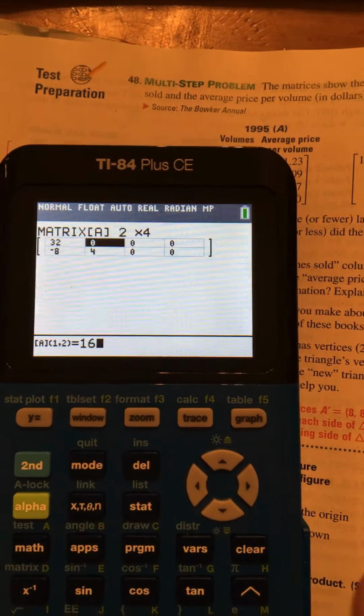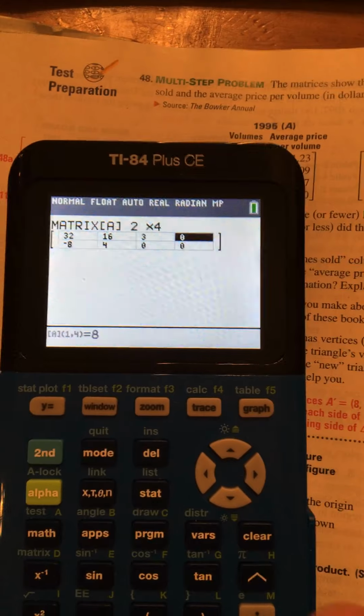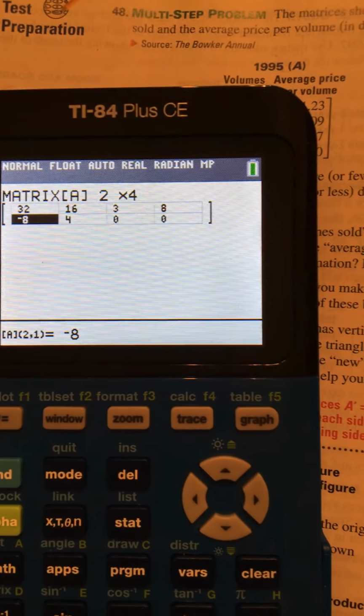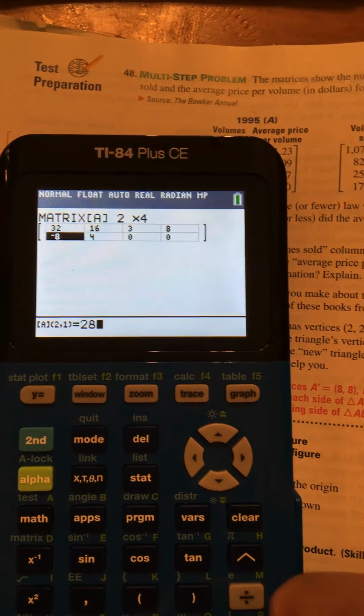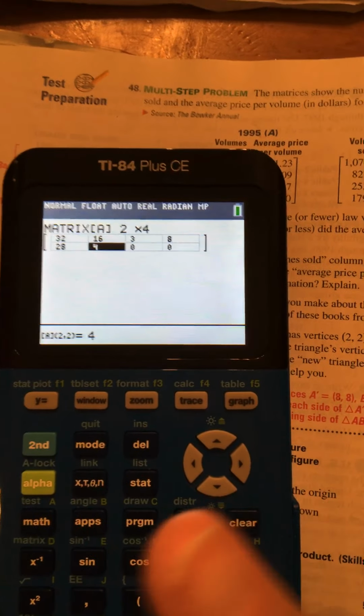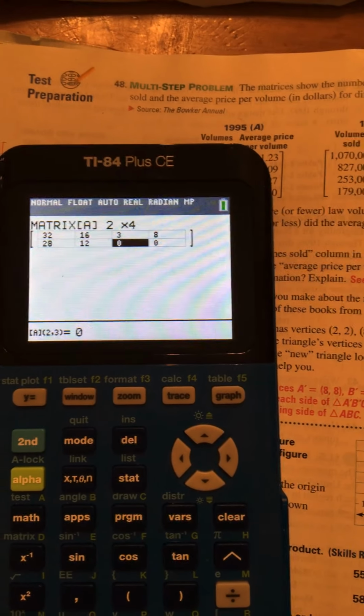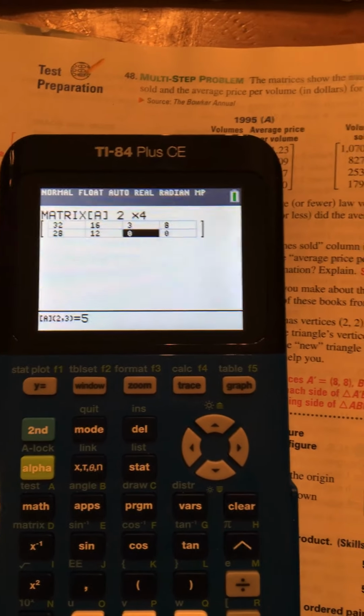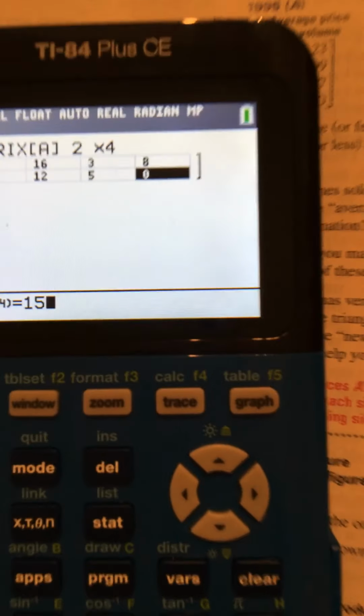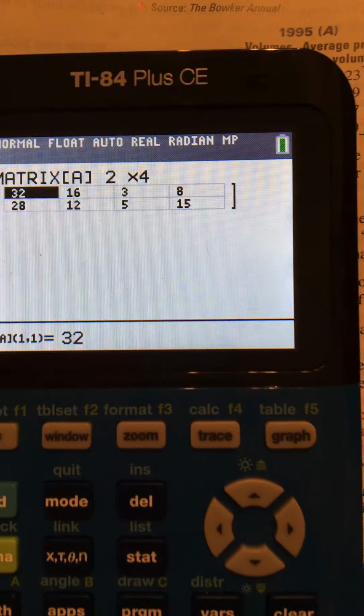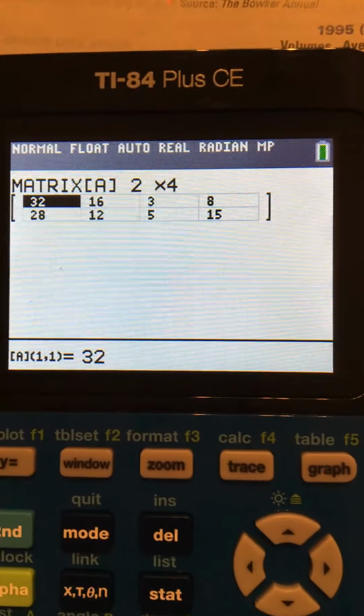The next one is 16, 3, 8, and then 28, 12, 5. When I teach this with kids actually being here, they always beat me putting it in. I'm slow putting it in. All right, so that's my first one.